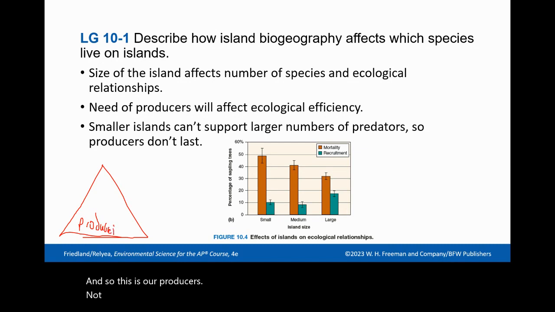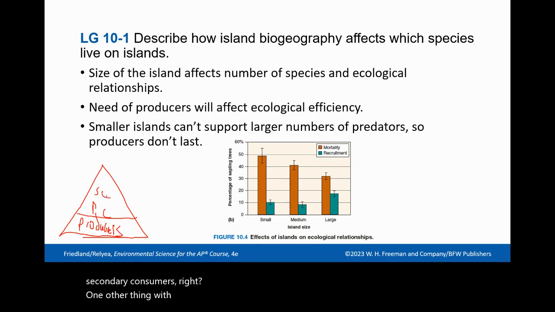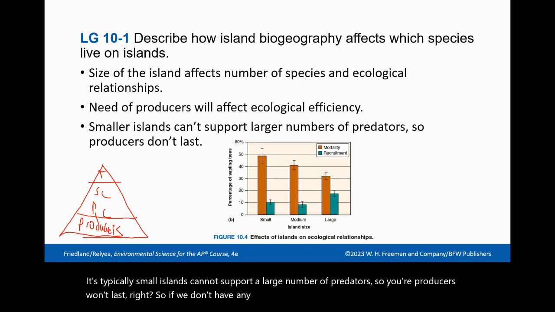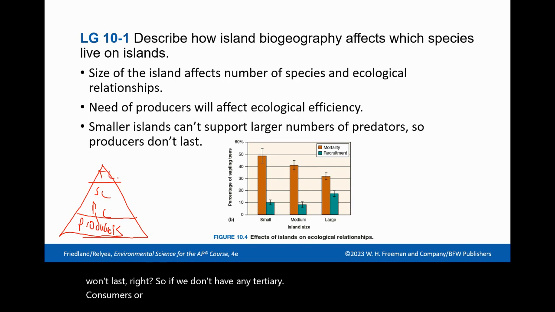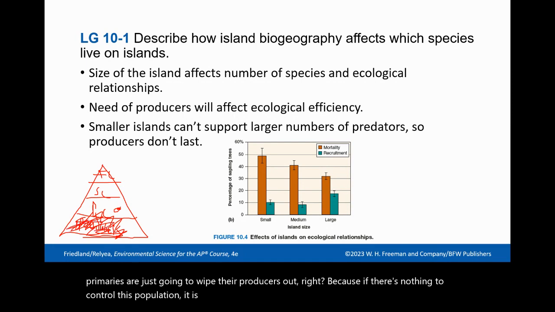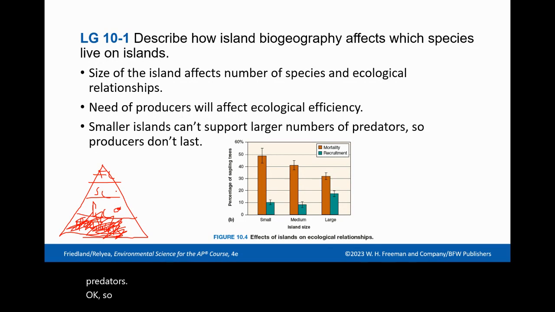Everything rests on the producers. If you don't have a lot of area for producers, you're not going to get primary consumers, and definitely not secondary consumers, right? One other thing is that typically small islands cannot support a large number of predators. So your producers won't last, right? If we don't have any tertiary consumers, or lions, or big animals that are eating our secondary and our primary consumers, these primaries are just going to wipe their producers out, because if there's nothing to control the population, it is just going to wear it out and wipe it out. So we need a big plant population to support primary consumers, secondary consumers, and big predators. It takes a lot of area for that to happen.